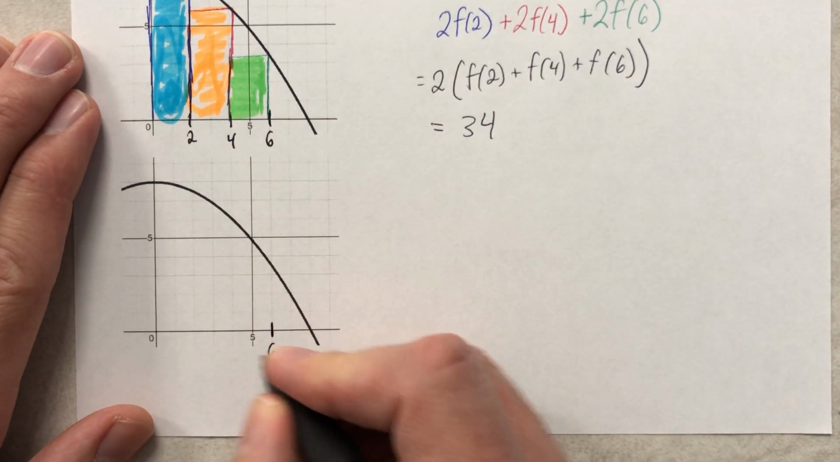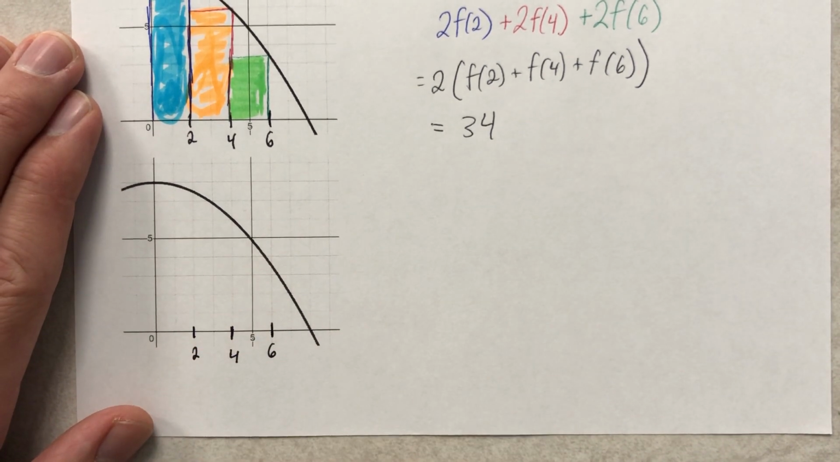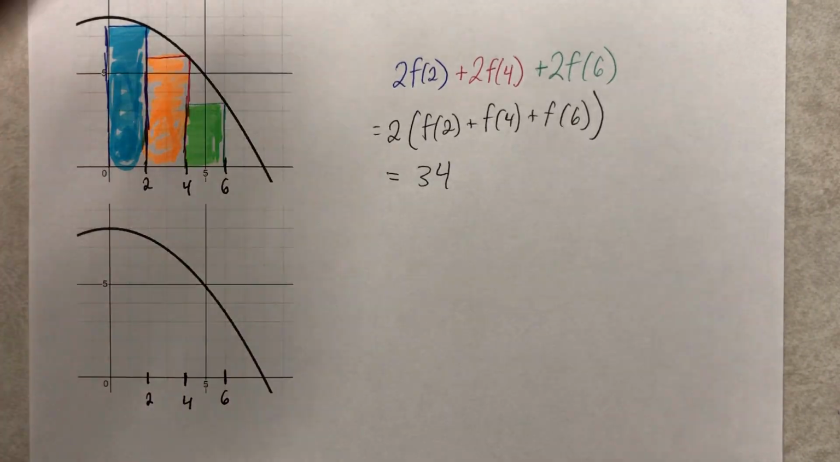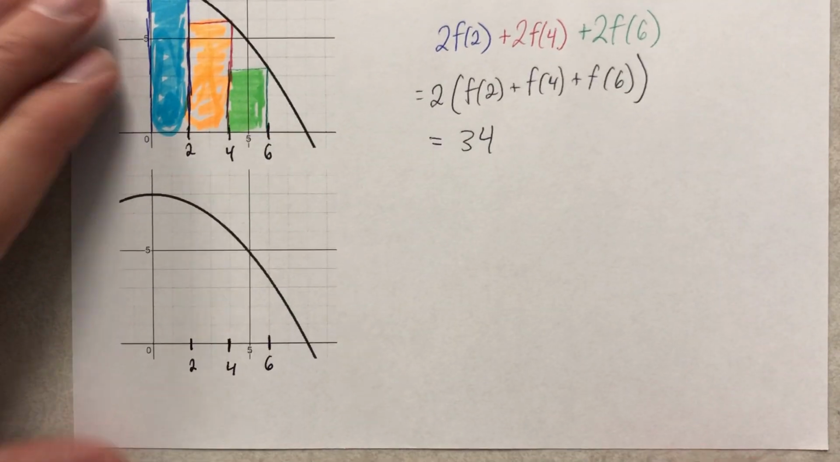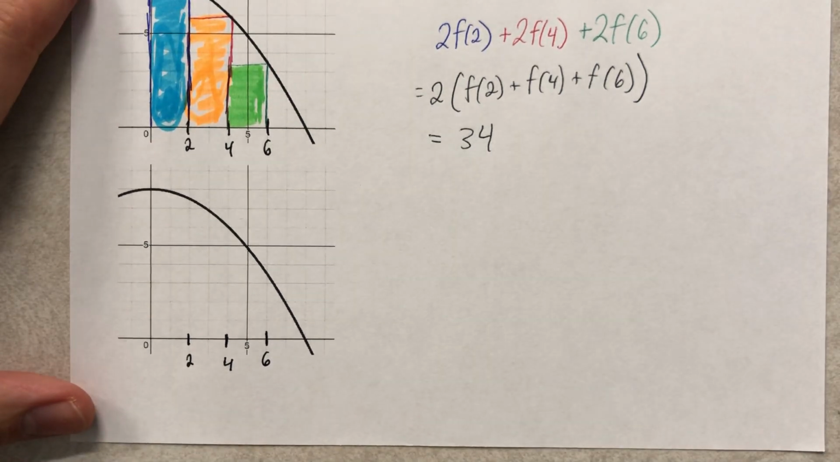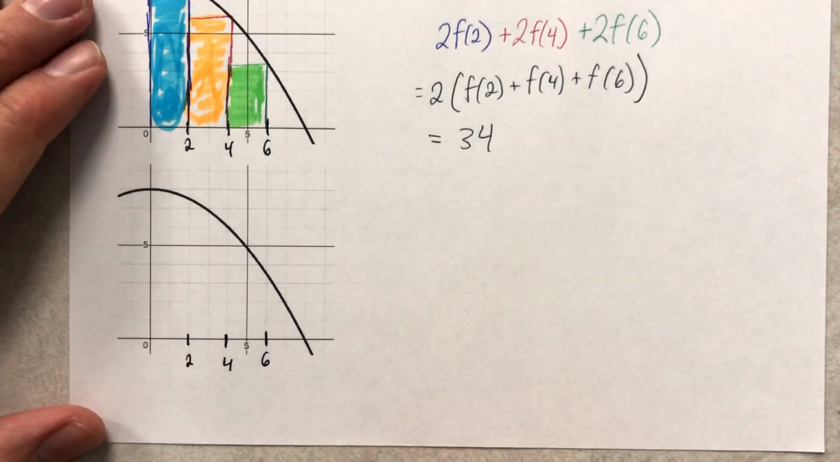6, 4, 2. What's the third one? A midpoint Riemann sum. Riemann was a brilliant man. Riemann made some things that to this day people still haven't completely figured out. It's called the Riemann hypothesis. And as of the filming of this video in September of 2023, people still haven't figured it out.